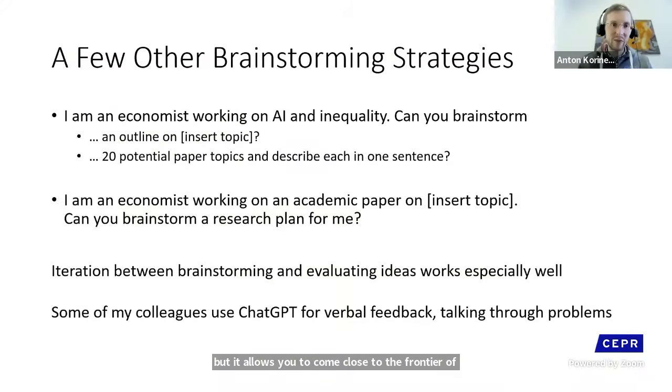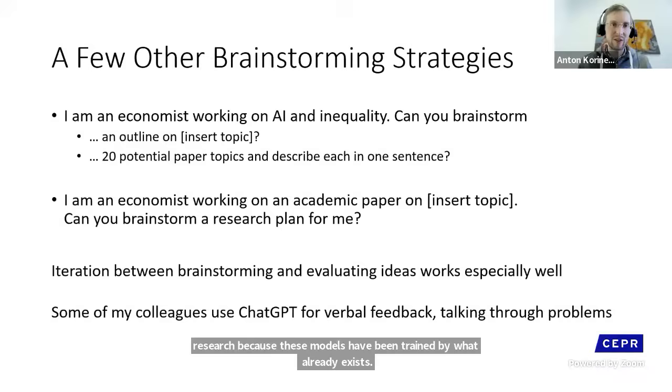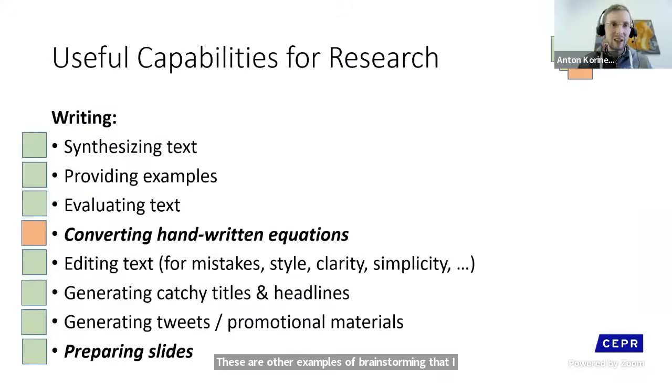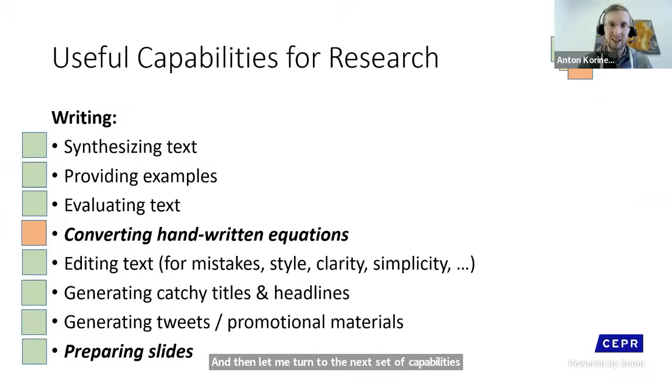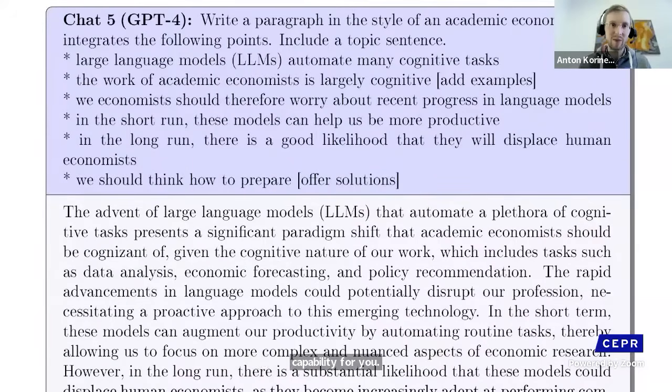These are other examples of brainstorming that I found quite useful. And then let me turn to the next set of capabilities. The next thing is writing. Now, if English is not your first language, this is perhaps the most useful capability for you. And let me jump right into an example.